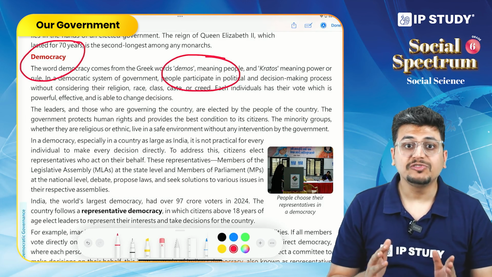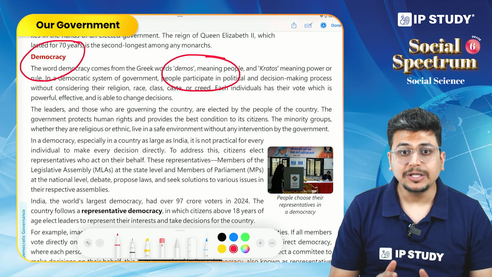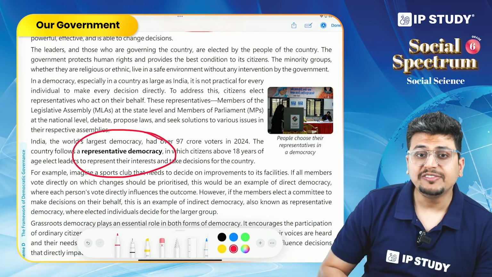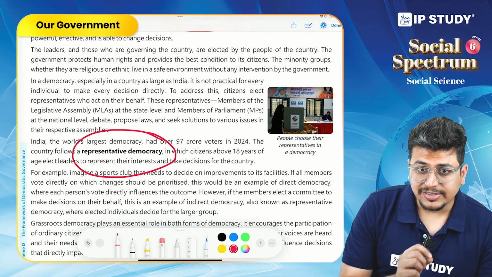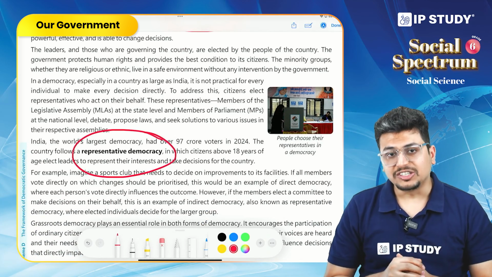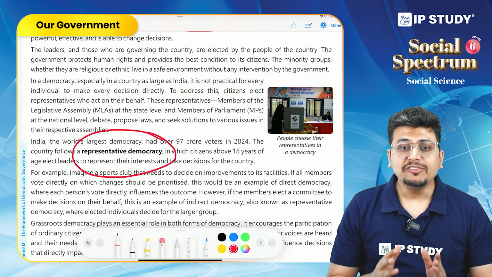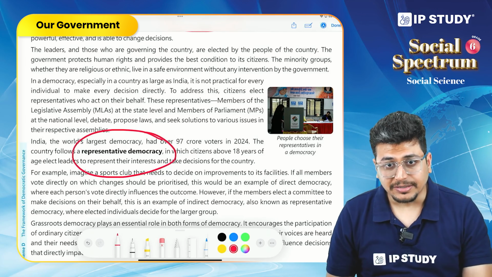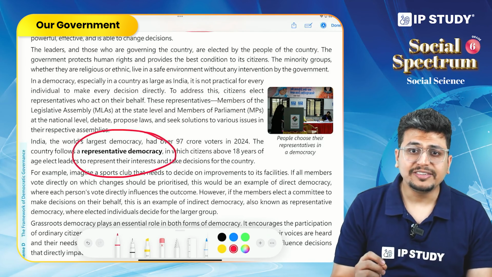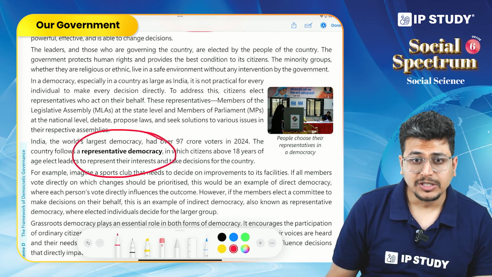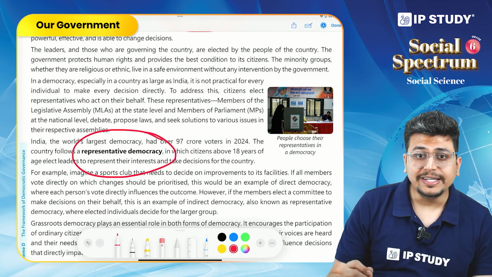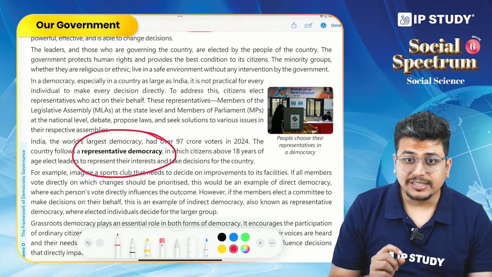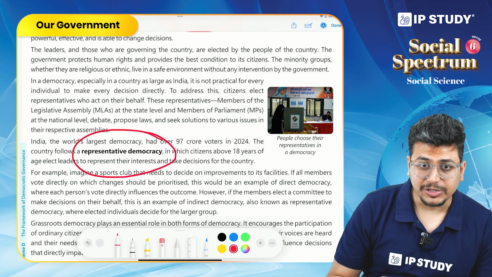In a democracy form of government, it is the people who are electing their own leaders, right? Representative democracy. See, India is a very large country. Ideally, we want that all the people should be involved in decision making. But unfortunately, it is difficult to carry that out. So, we elect leaders who actually take decisions for us. This is called representative democracy.